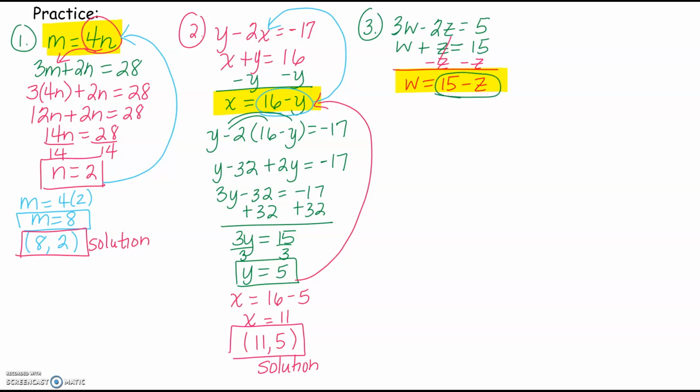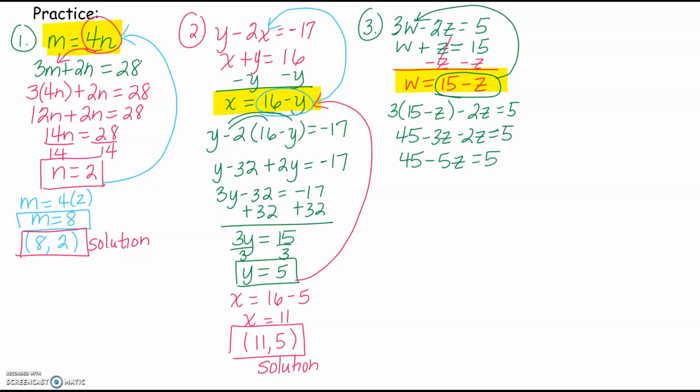W equals 15 minus z, so in the first equation where there's a w, I'm replacing it with 15 minus z. Minus 2z equals 5. You're going to distribute the 3 and get 45 minus 3z minus 2z equals 5. I'm going to combine my like terms. Negative 3z plus negative 2z is negative 5z. Equals 5.